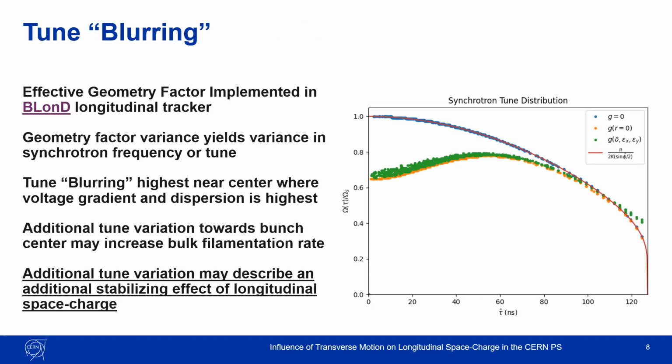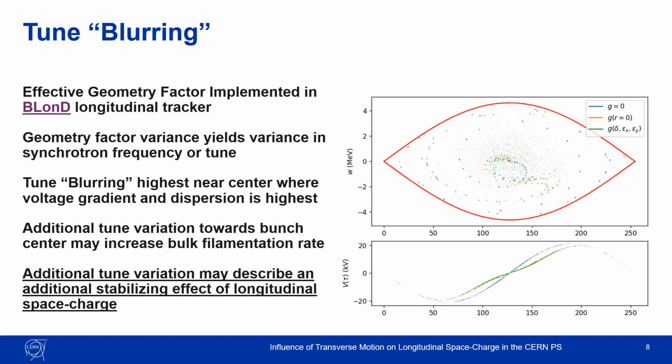This effective geometry factor was implemented in the longitudinal tracker Blonde, where the geometry factor induced a variance in the nominal synchrotron frequency spread. The observed blurring is strongest towards the center of the bunch, where the accelerating gradient and maximum dispersion is highest. On the right in blue, we observe tune spread of traditional single particle motion without intensity effects. In orange, intensity effects are added by homogeneously applying a space charge geometry factor. And in green, we include transverse motion by incorporating the described effective geometry factor.